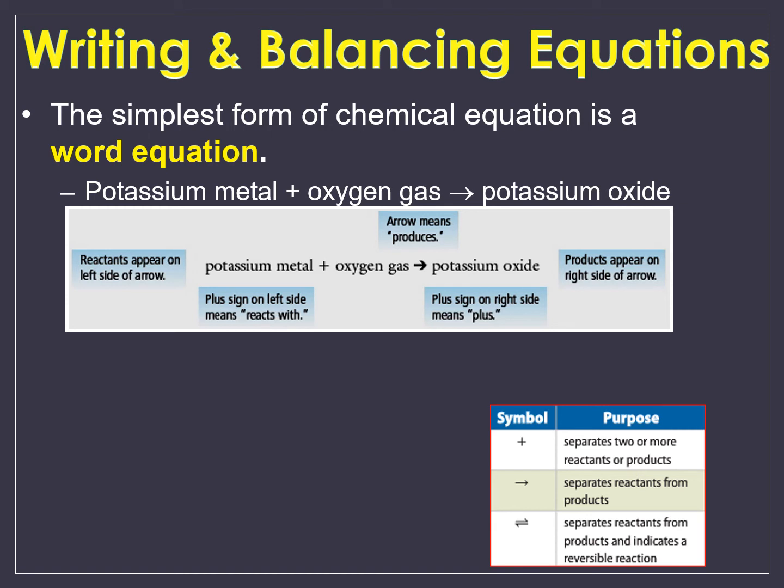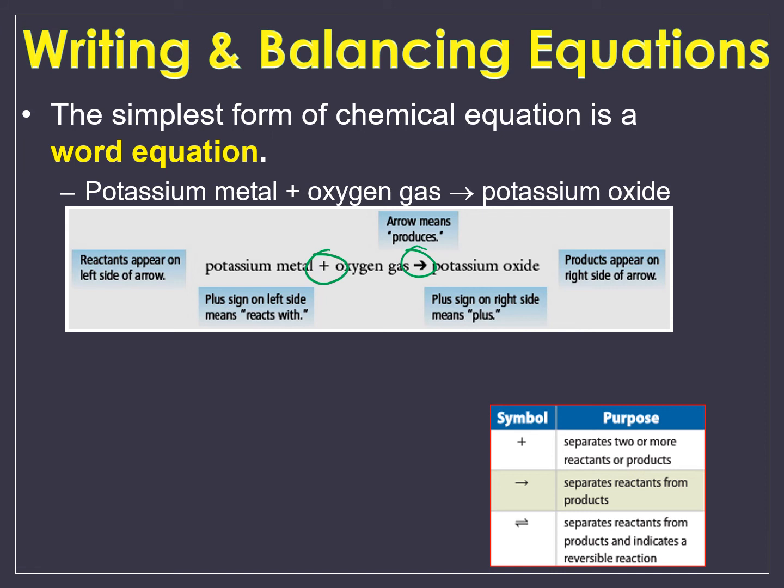Here, my reactants appear on the left side of the arrow. This plus sign, y'all, represents reacts with, and then the arrow means yield or produces.